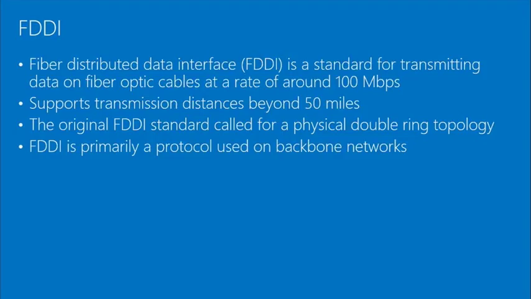FDDI, Fiber Distributed Data Interface, is a standard for transmitting data on a fiber optic cable at a rate of around 100 megabits per second. It supports transmission distances beyond 50 miles. And when this first came out, this was amazing.